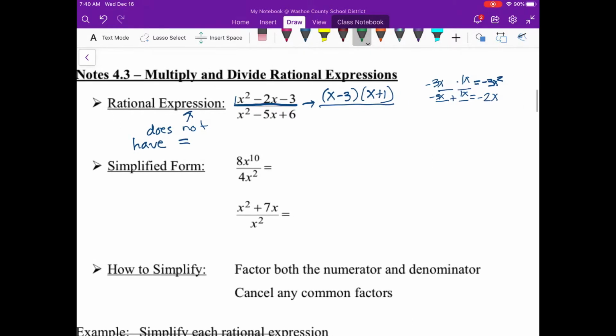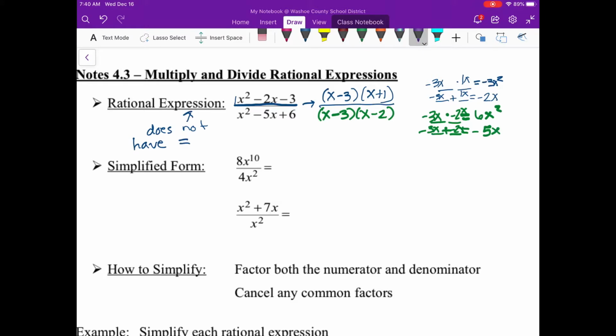Then I'm going to do the same thing with my denominator. What two numbers multiply to a times c, so that would be 6x squared, but also add up to my middle term of negative 5x? Okay, so in this case, I'm going to do negative 3x, negative 2x. Make sure that it satisfies both the multiplication and the addition. So in this case, my factors are x minus 3 and then x minus 2.